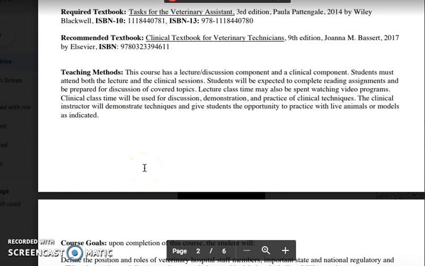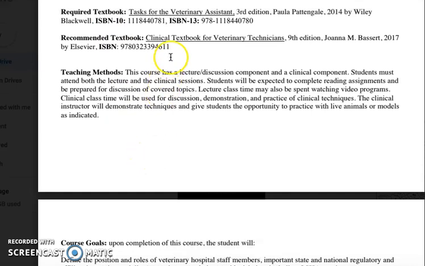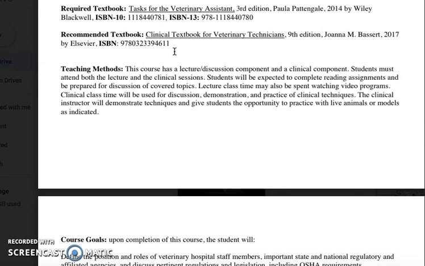The recommended textbook, I will say, is probably only recommended for those of you who are pretty sure that you are going to go on and complete an associate's degree in veterinary technology. This is a really big textbook. It covers much more than we do in our veterinary assistant program. And so if you are just interested in knowing more, you could get this clinical textbook. But really it's an investment that you will want to make if you are pretty sure you're going to go on after this program and pursue an associate's degree.